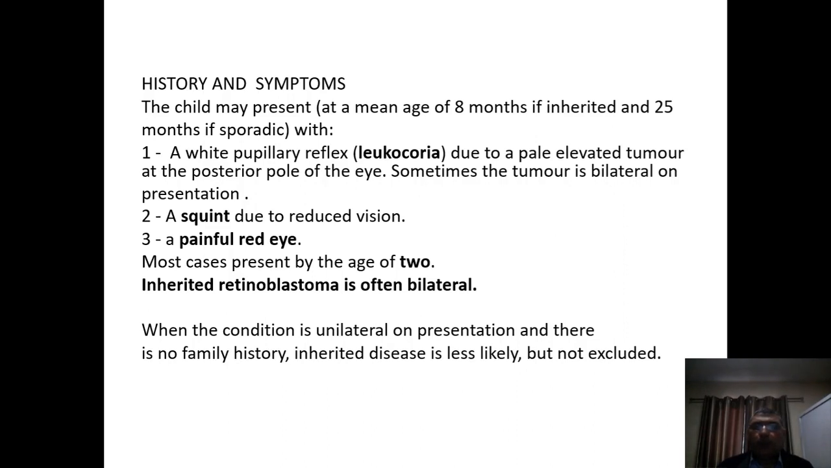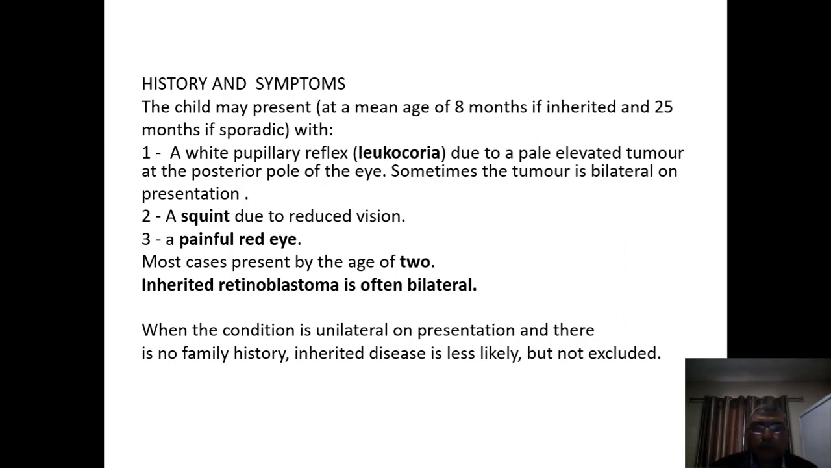Inherited retinoblastoma is often bilateral. So in a case of bilateral retinoblastoma, we should suspect that it is an inherited form, not a sporadic form. When the condition is unilateral on presentation and there is no family history, inherited disease is less likely.